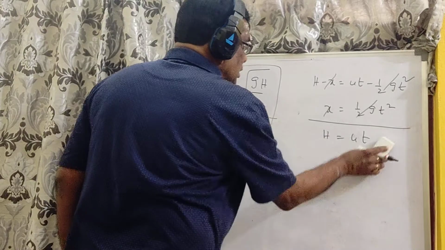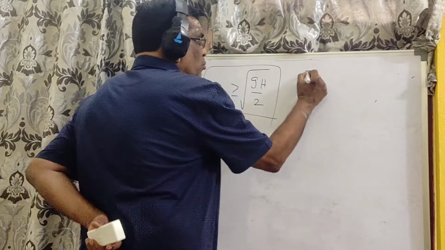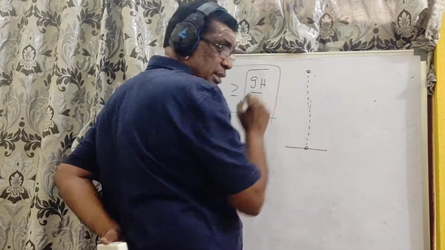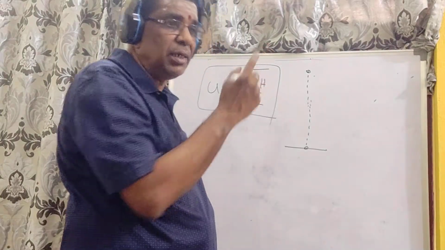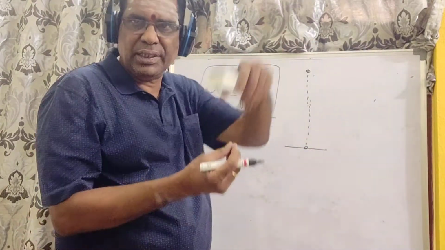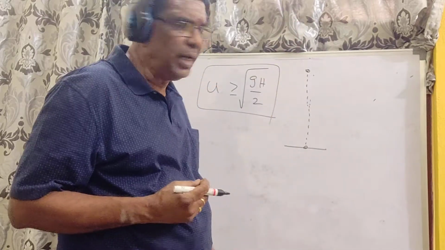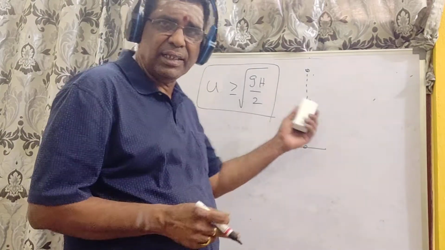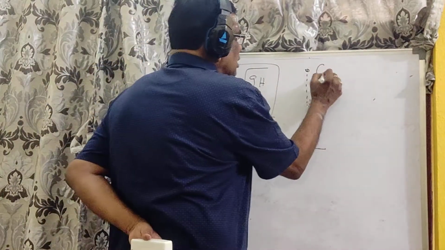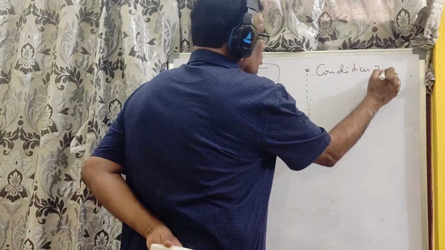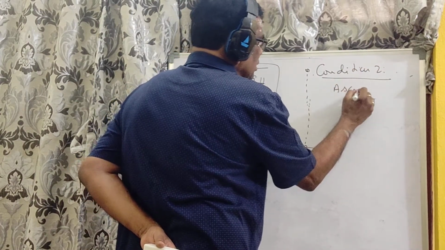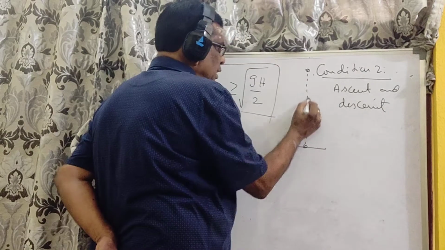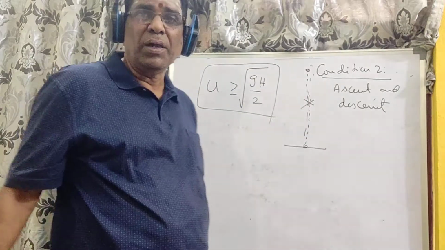But if I can visualize a scenario where the body dropped is coming down and this body thrown is in the ascending state. It is still ascending, but I want these two to collide. One is descending, the other is ascending. Right? What is the condition for the bodies to collide while one descends and the other ascends? That is the condition. What is condition 2? Ascent and descent. This must be ascending, this must be descending if you want it to definitely collide.